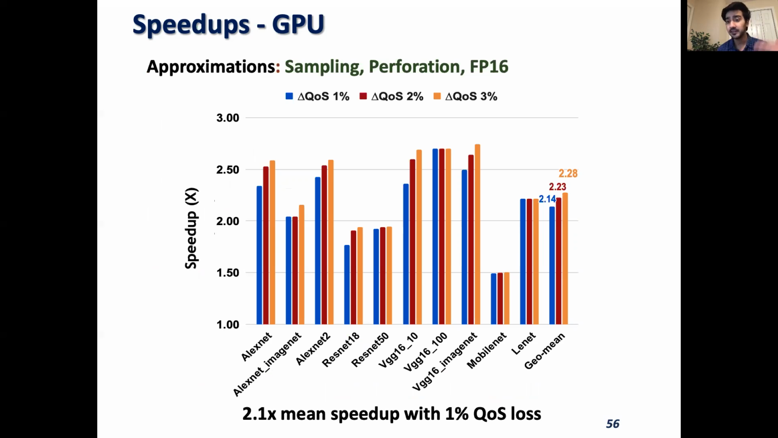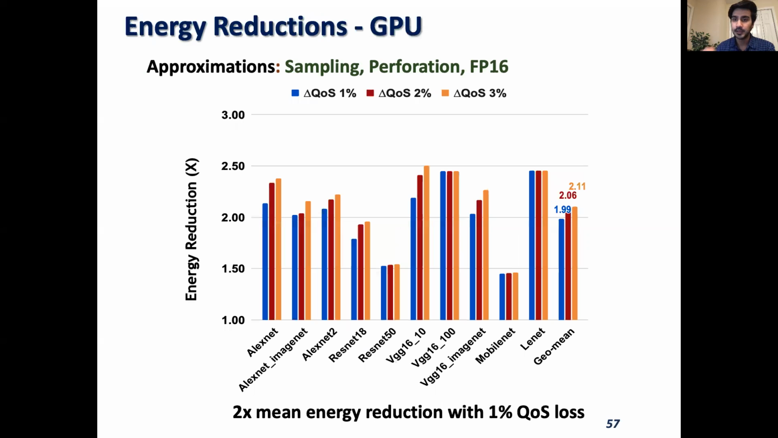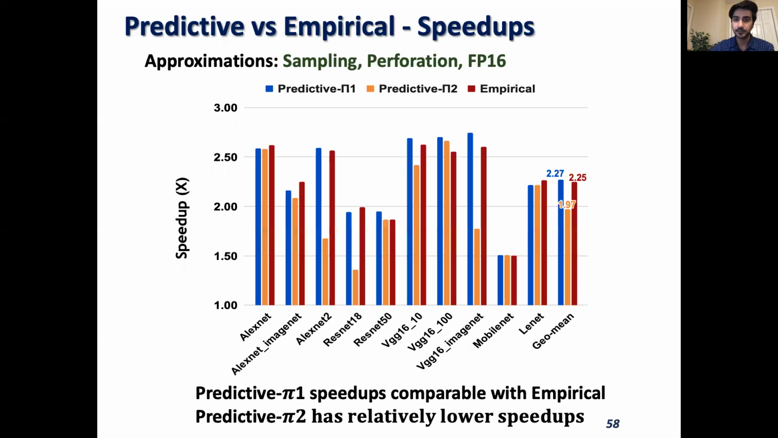Also, we see that by increasing the thresholds from 1, 2 to 3 percentage points, the maximum achievable speedup slightly increased for most of the benchmarks, since a higher allowable loss means more room for applying approximations. The energy reductions show very similar trends with a mean energy reduction of 2x with less than 1 percentage point loss in inference accuracy.